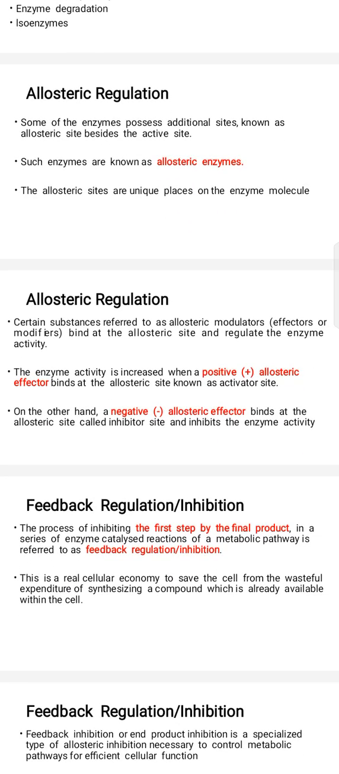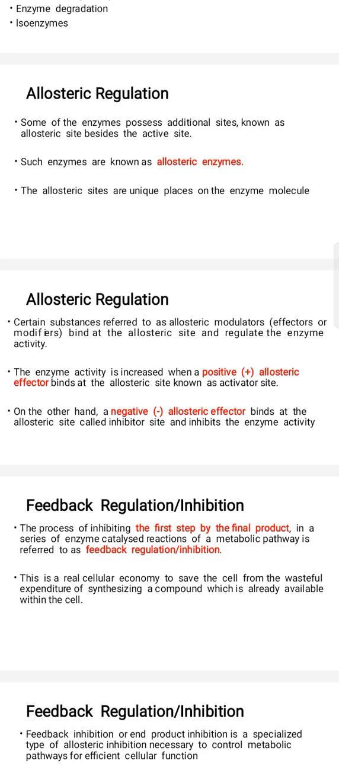So let's dive into allosteric regulation. Some enzymes possess additional sites known as allosteric sites besides the active sites. In our previous lesson, we learned that the active site is the place where the substrate binds with the enzyme to form a product. So any other site apart from the active site is known as the allosteric site. Such enzymes are known as allosteric enzymes.